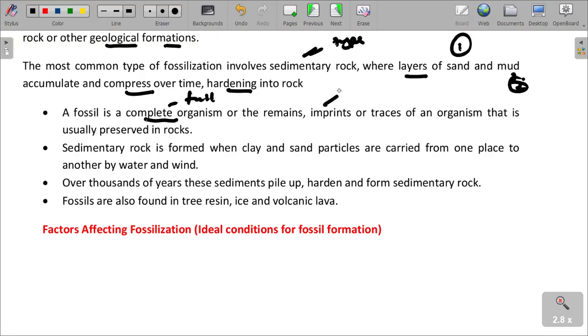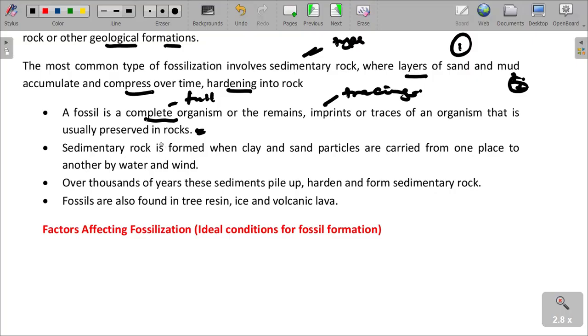Imprints, we are saying these can be found as tracings, which can be found on an organism that is usually preserved in rocks. If we can see where an organism might have died, the way it was lying can give a shape, an imprint, a tracing, which can show how the organism looked. Based on that, we are able to understand the ancient organisms that might have lived.